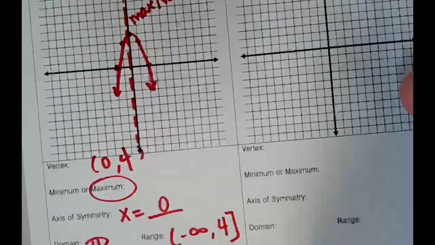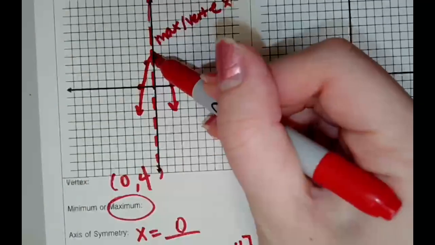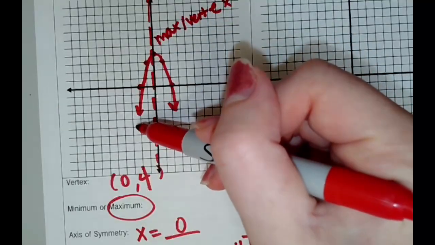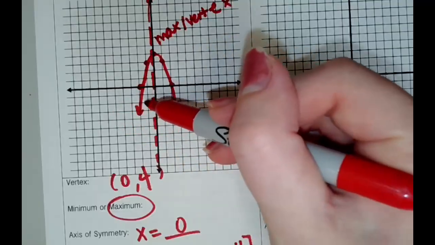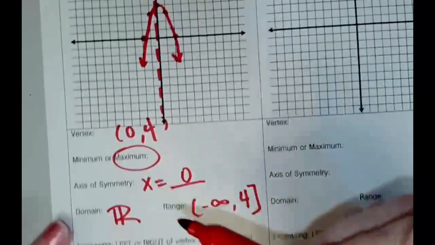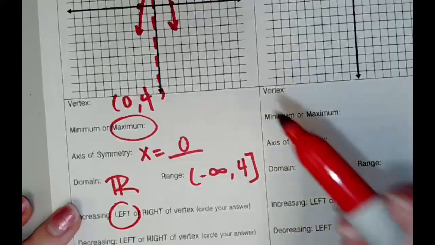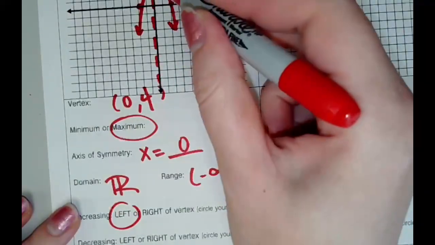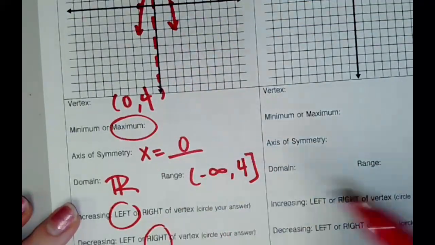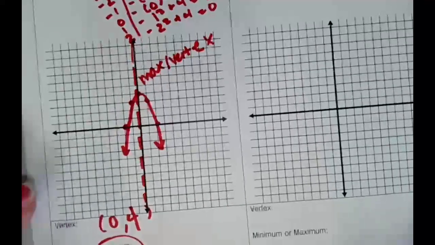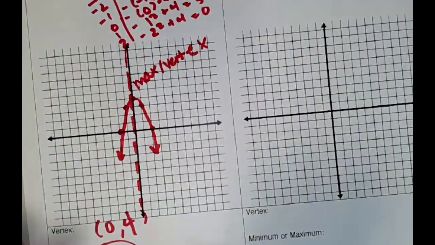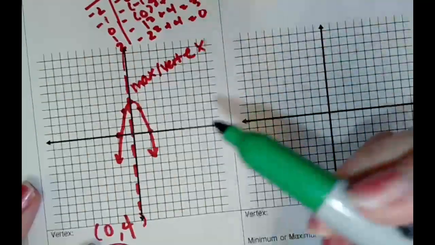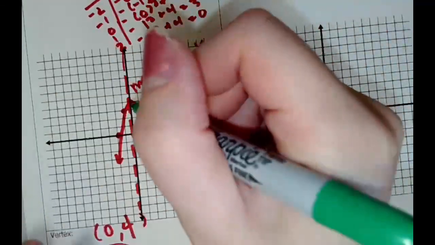Increasing, decreasing. So as the x values increase, what are the y values doing? As the x values increase, this is going up, so the left-hand side is increasing. As the x values increase, the y values are going down on this right-hand side. I do want to talk about one more thing. Anytime you have an a value of positive 1 or negative 1, it will behave like the parent function.